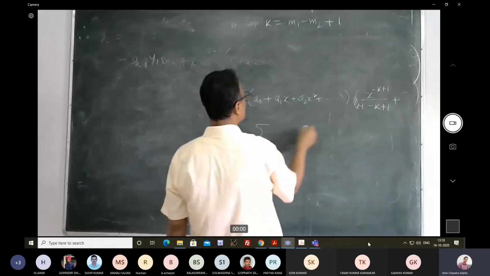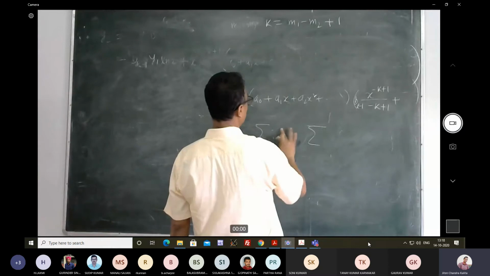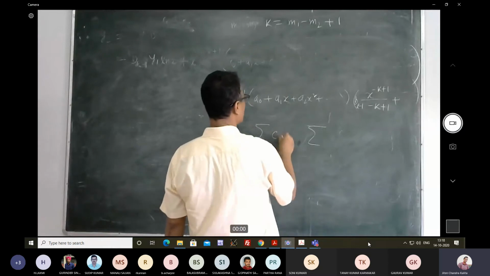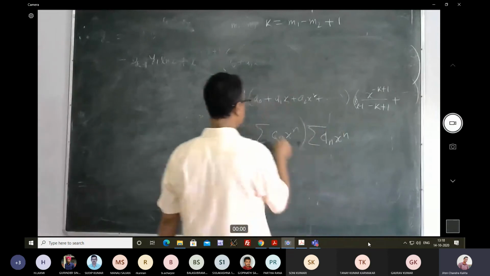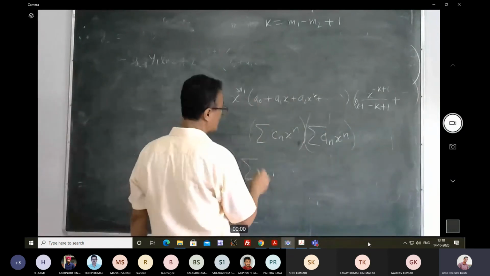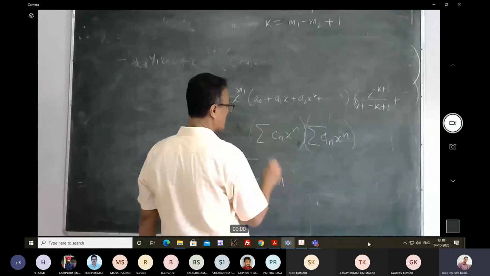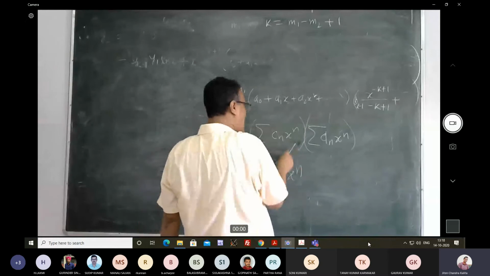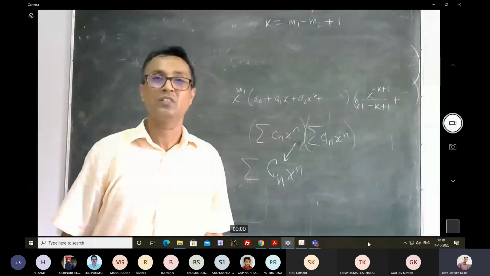I have two series, say c_n x to the power n and d_n x to the power n. So I am getting a common series like capital C_n x to the power n out of this by multiplication term by term.